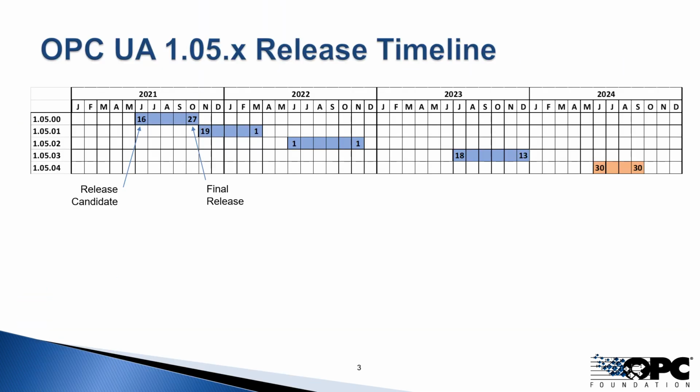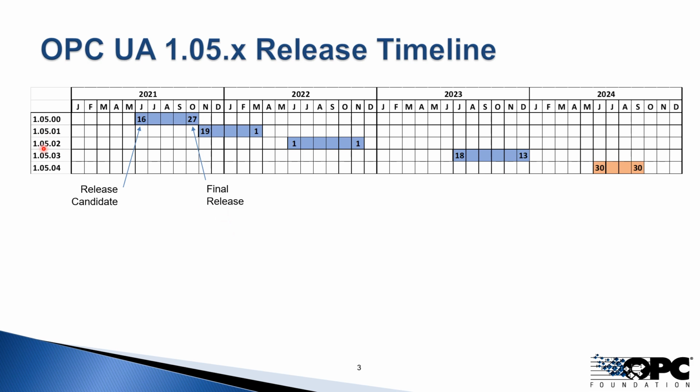So here's the release timeline for the 105 releases. The cells with the numbers represent the day of the month the document was released. So for example, on June 16th, 2021, the release candidate for 1.05.0 was released. Some 4 months later, on October 27th, the final release of that document went out.